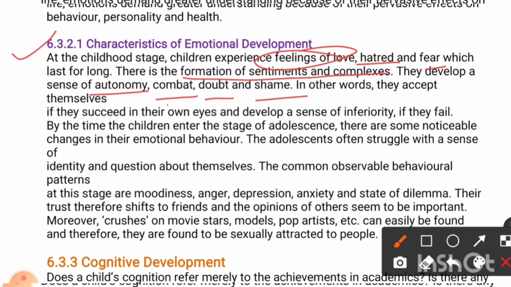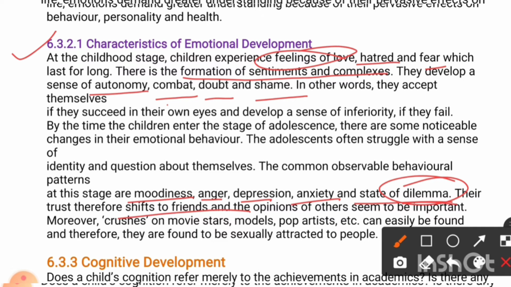And also at this stage there is moodiness, anger, depression, anxiety, a state of dilemma. Now what is this dilemma? Dilemma is a situation which makes a problem, often one in which you have to make a very difficult choice, where you get confused between two things which are equal. So that is called dilemma. Psychologically, approach-avoidance conflict kind of things arise at this stage.